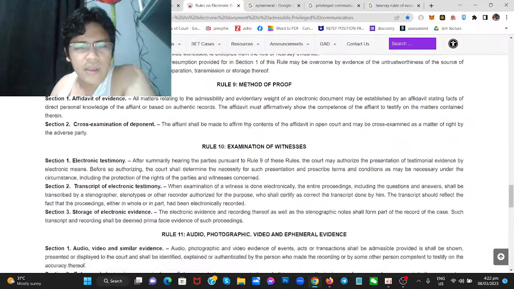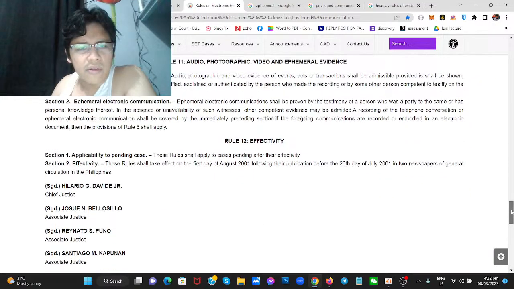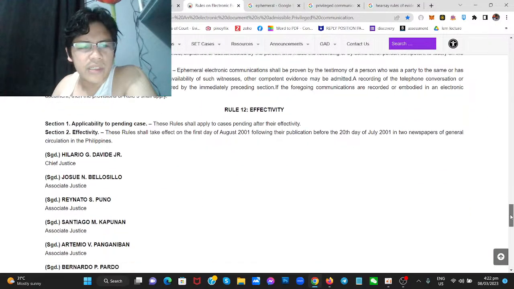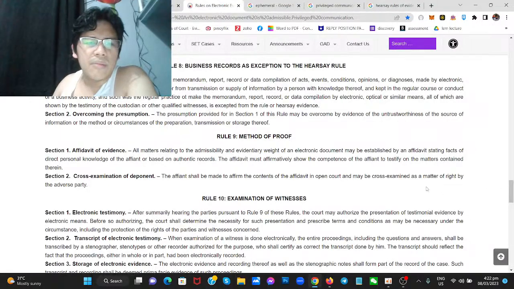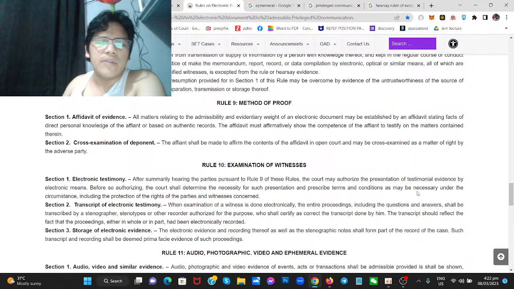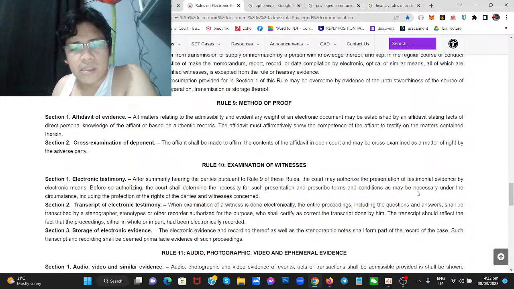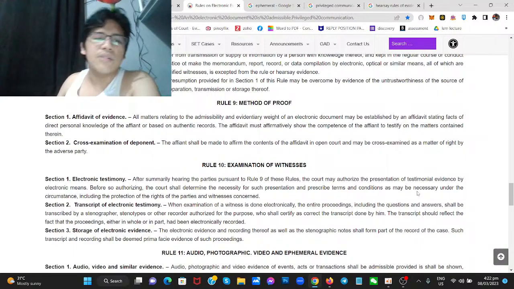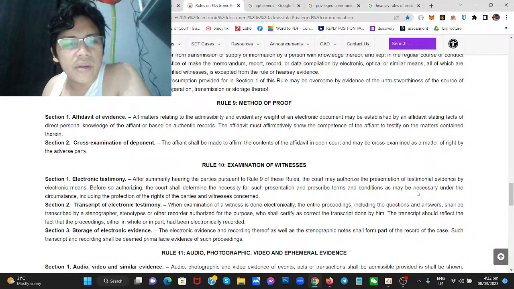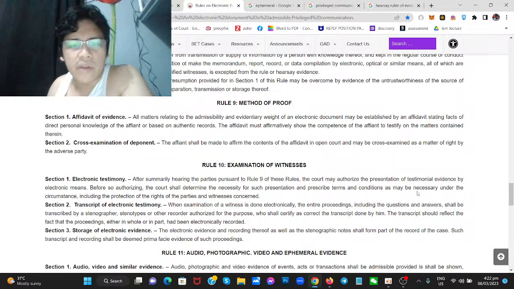Okay. Let's go to Rule 9. So how many rules are there? Until Rule 11, because Rule 12 is just the effectivity clause. Method of proof. So affidavit, Section 1 says affidavit of evidence. All matters relating to the admissibility and the weight of the evidence may be established by affidavit, stating facts of direct personal knowledge. Okay. So you have to execute that affidavit by the affiant based on the authentic records.